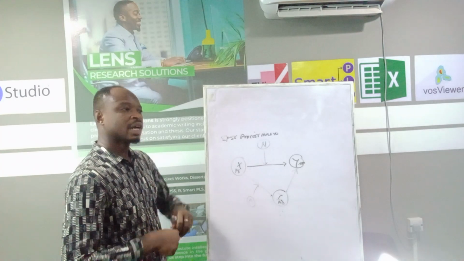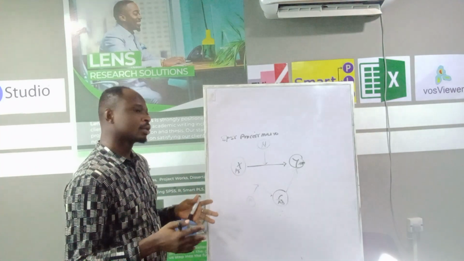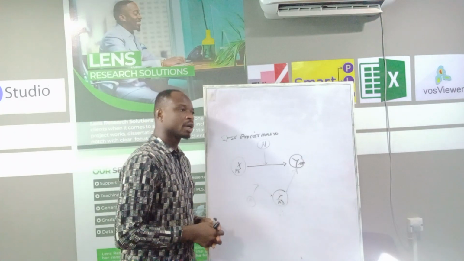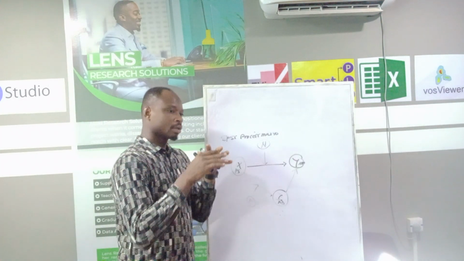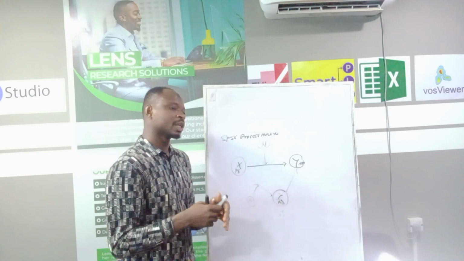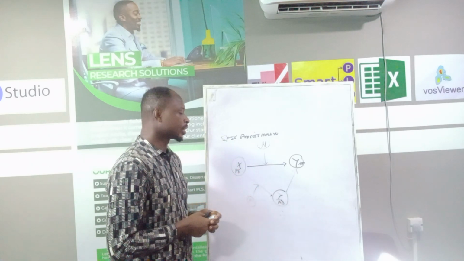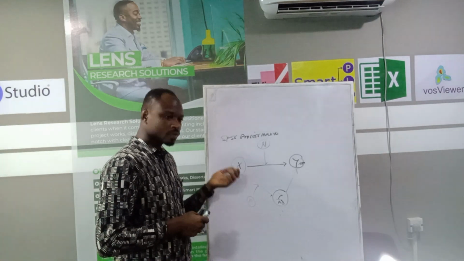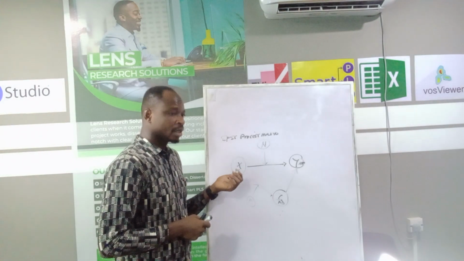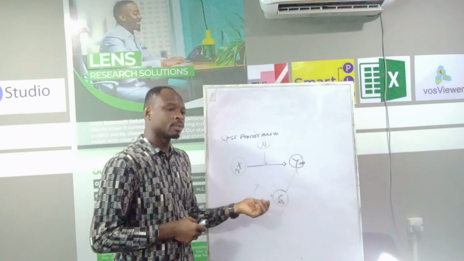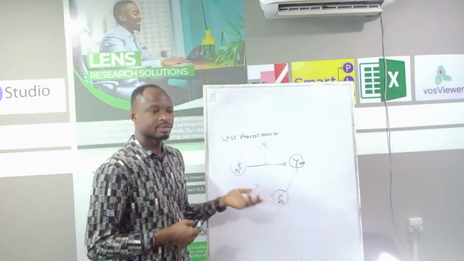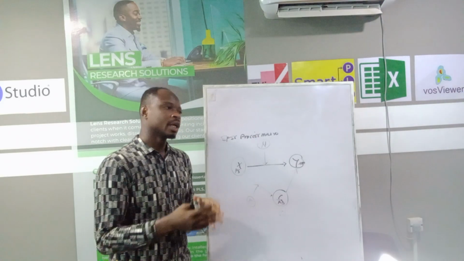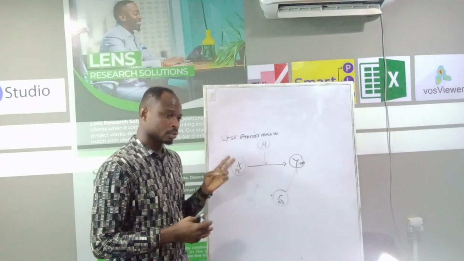We can have more than one moderation or more than one mediation in a single model. It depends on how you configure your research, conceptual framework, and the objectives that you are pursuing. So you see that moderators affect the relationship between the predictors and the outcome variable, or the dependent variable. Now, the moderator has two main roles.